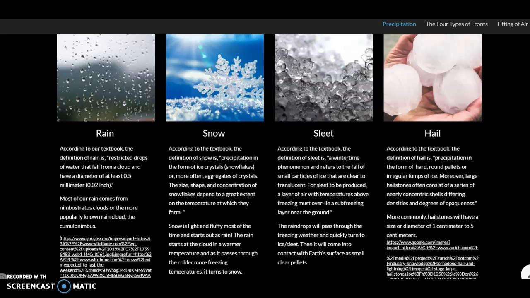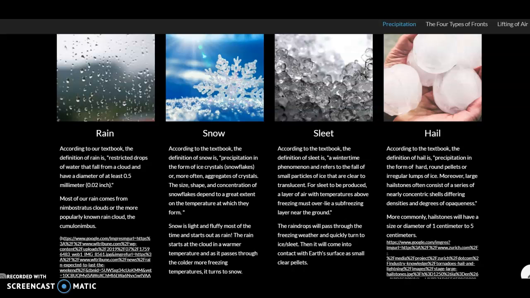Restricted drops of water that fall from a cloud and have a diameter of at least 0.5 millimeters. That is what rain is. And most of our rain comes from nimbostratus clouds, or the more popularly known rain cloud, the cumulonimbus, which is like the storm cloud. Snow.